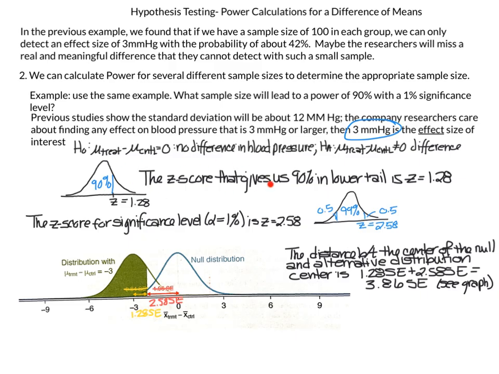But now that we're doing our power, we're going to extend where we do not reject H naught by another 1.28 standard errors. So we add the 1.28 standard errors to our 2.58 standard errors, and we get 3.86 standard errors. This is going to be our do not reject range. So we plug into our formula, our 3 mmHg, our effect size is equal to 3.86 times standard error. Here's our standard error formula, our 12 squared over n plus 12 squared over n. And then from here, you can solve for n algebraically.